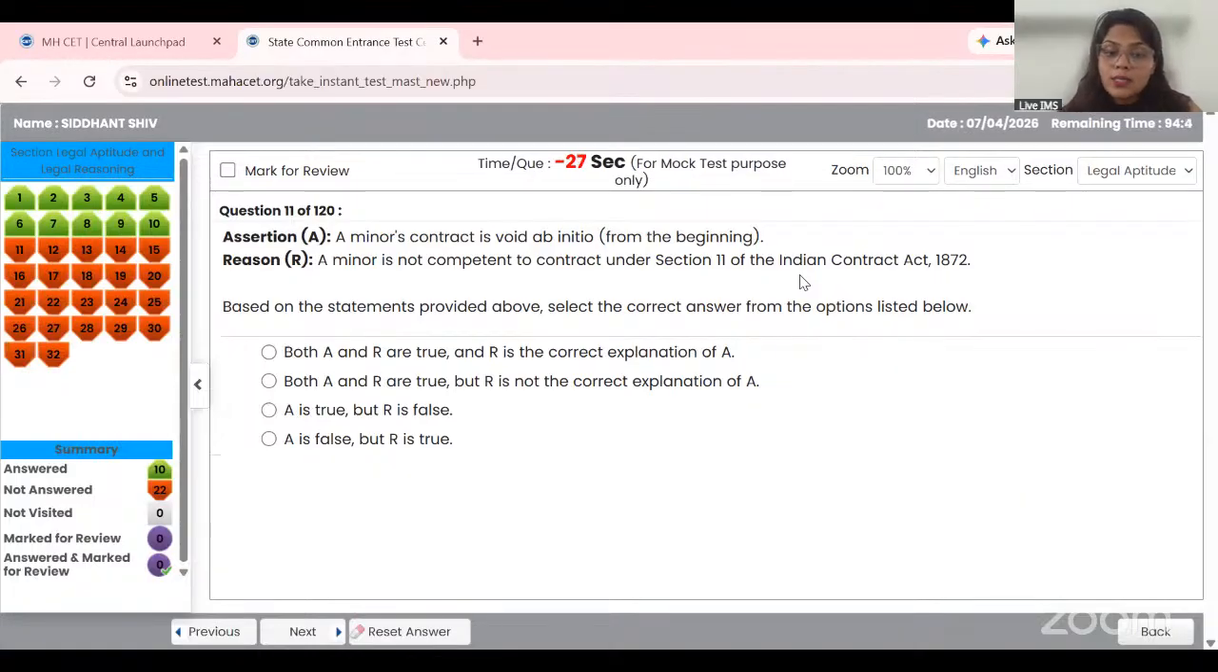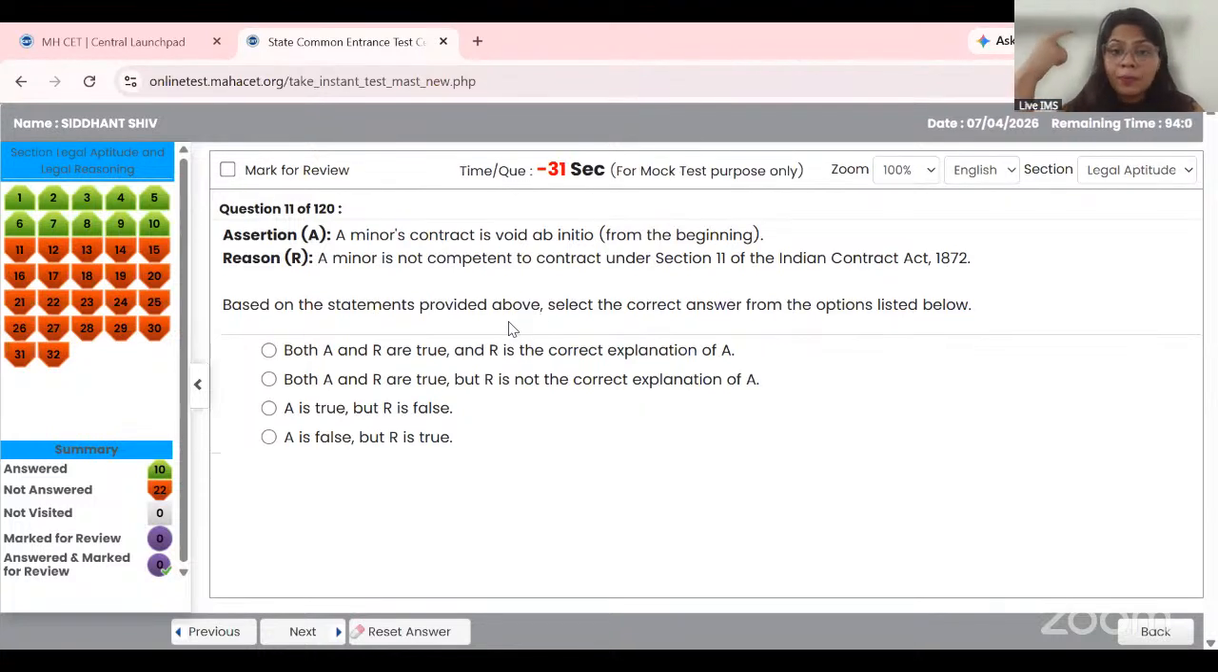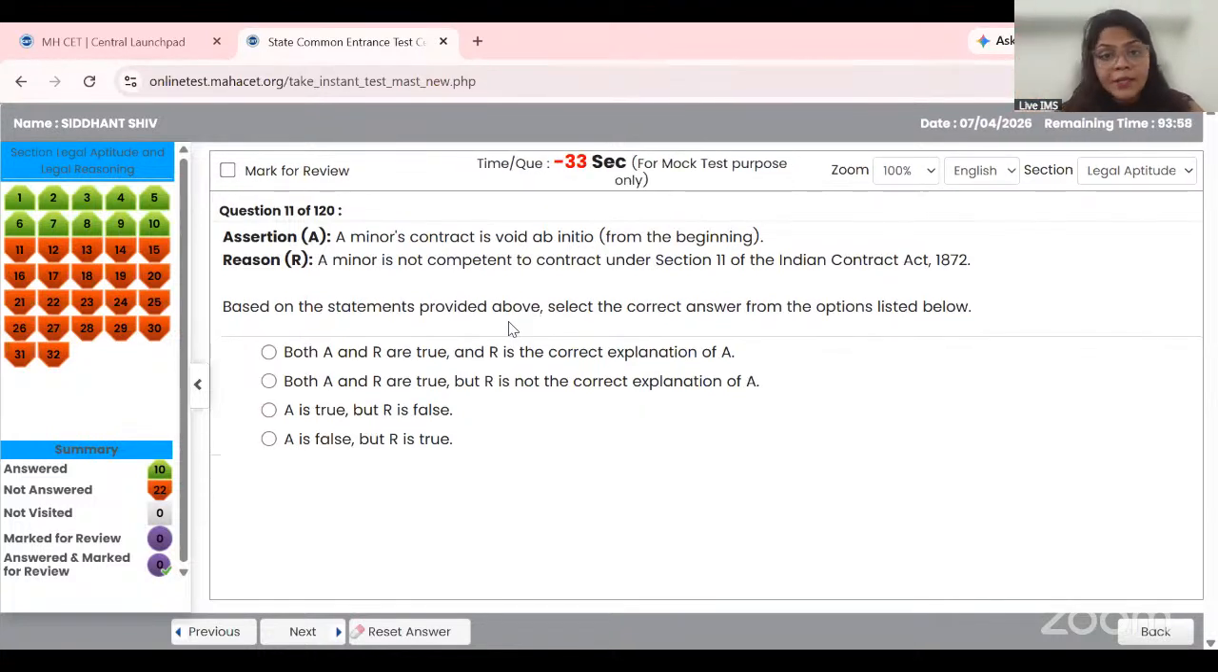So you need to know certain important sections of the Indian Contract Act as well. Like Section 10 talks about the validity of a contract, which section talks about offer, which section talks about acceptance, which section defines contract, which section defines consideration. All of this will become important for you. So make sure that you are reading all of these sections. We all know that a minor is not competent, but is it under Section 11? Yes, the correct answer is that.